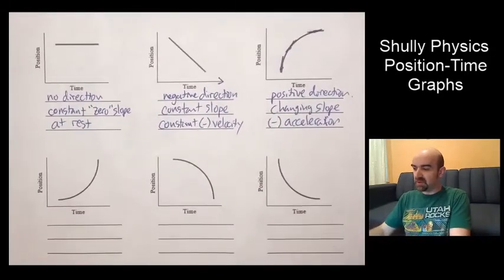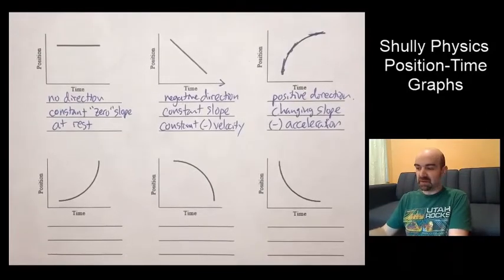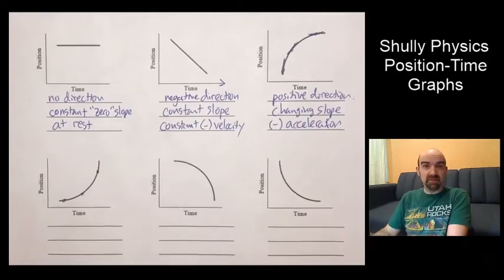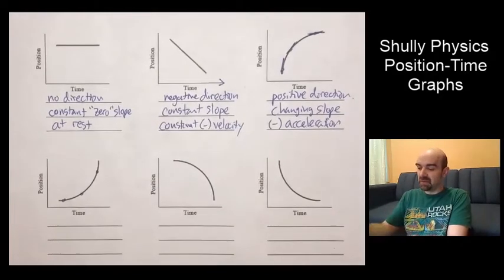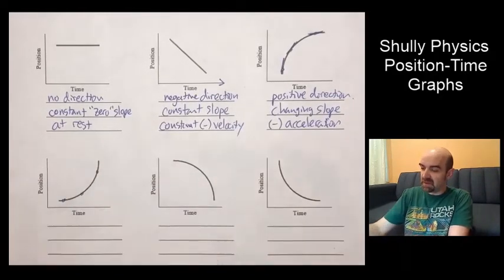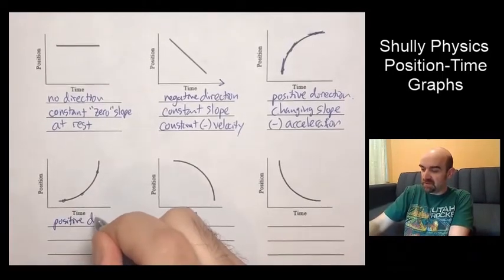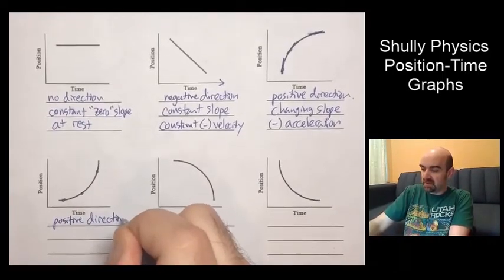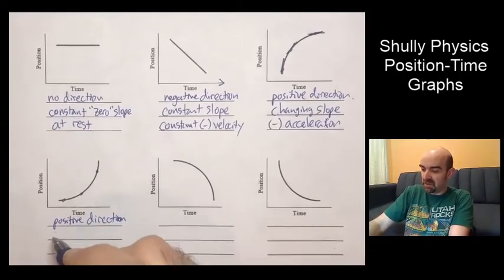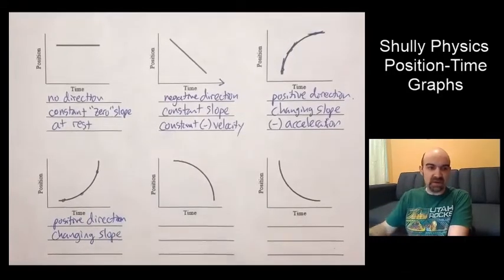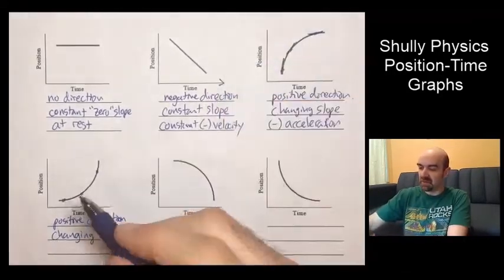We've got some more changing slopes here, so let's look at how they're changing. In this next one, what's happening to the direction of the motion? It's moving forward. The position increases. So this is also a positive direction and a changing slope. Look at that slope, it's curved. It's not a straight line, it is a curved line.